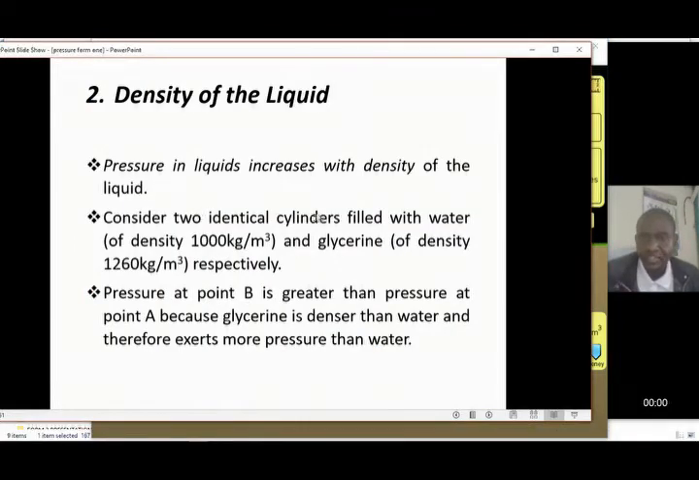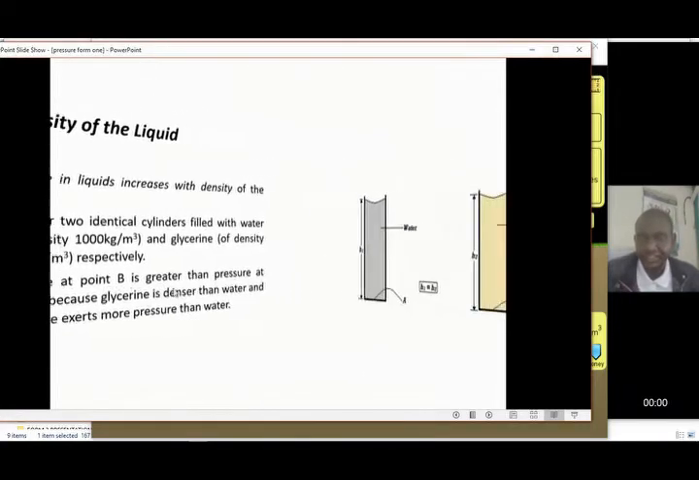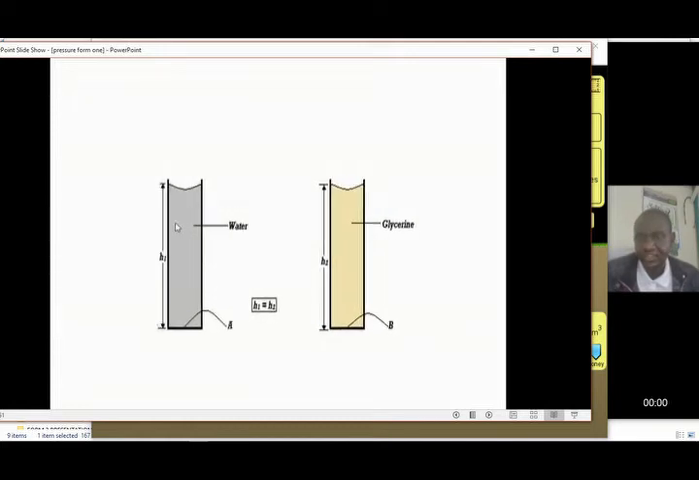Consider two identical cylinders filled with water, 1,000, and glycerin, 1260 respectively. Pressure at point B is greater than the pressure at point A. This is what we have said. Water and glycerin. Pressure at this point here and pressure at this point here. Glycerin and water.